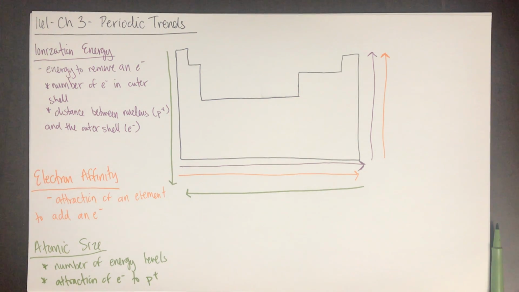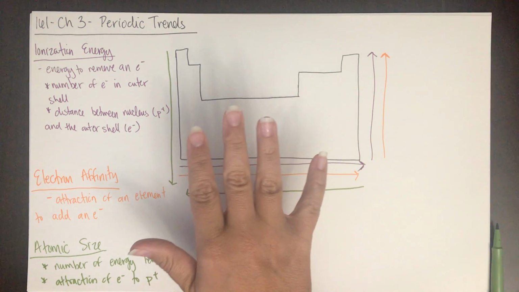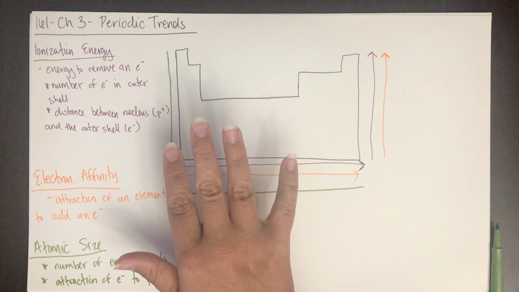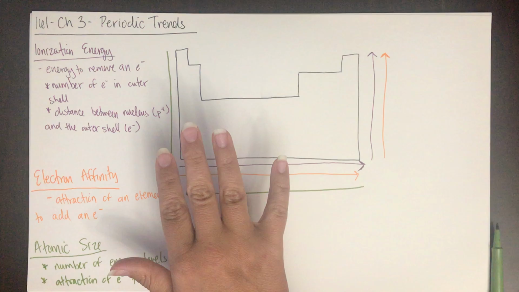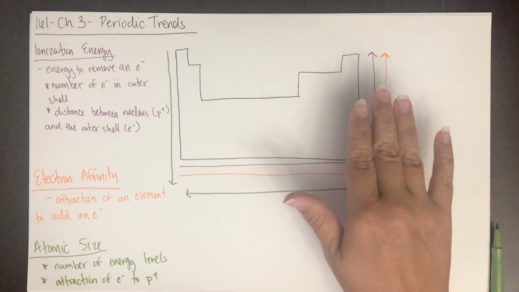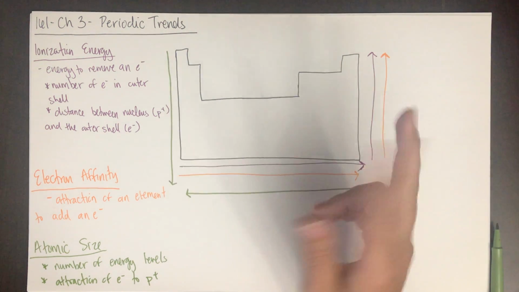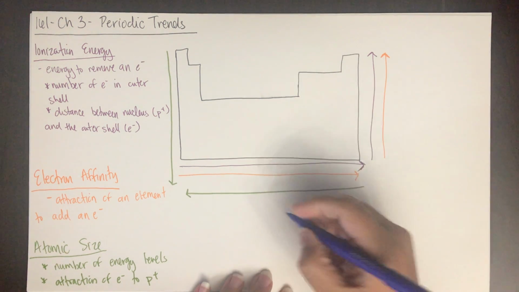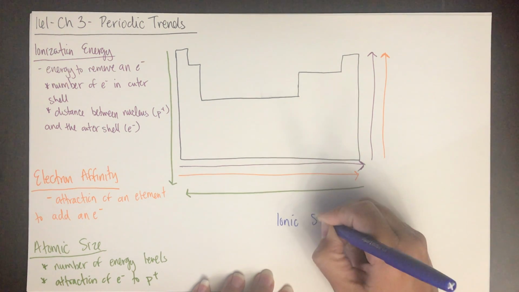The last trend that we will talk about that you can't really base on the periodic table is ionic size. You would be comparing the size of an ion to the size of that atom. So you can't really compare two different ions to each other, but you can compare the ion to the atom. So the last one is trends in ionic size.